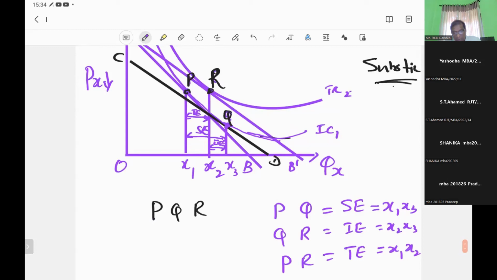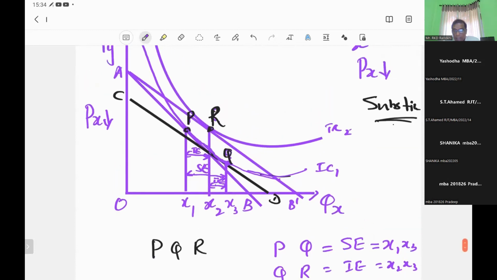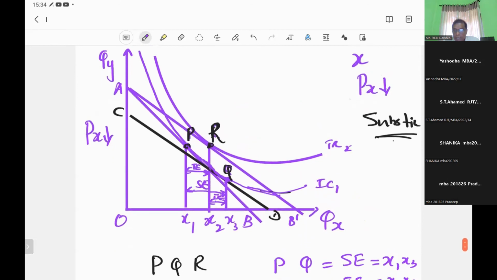Normally, first you have to identify the substitution effect. Normally, through the indifference curve analysis, that is the substitution effect. This is the income effect, Q to R, that is the income effect. Considering an inferior good, the substitution effect is more powerful than the income effect, right?